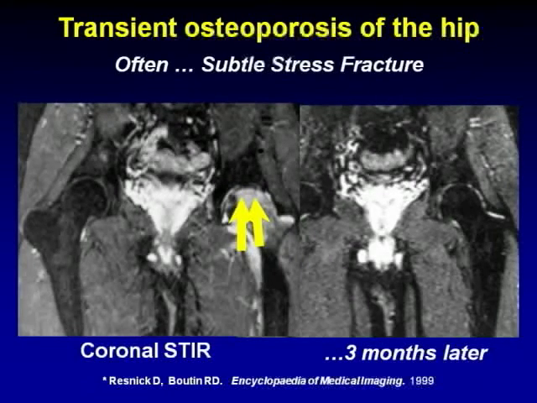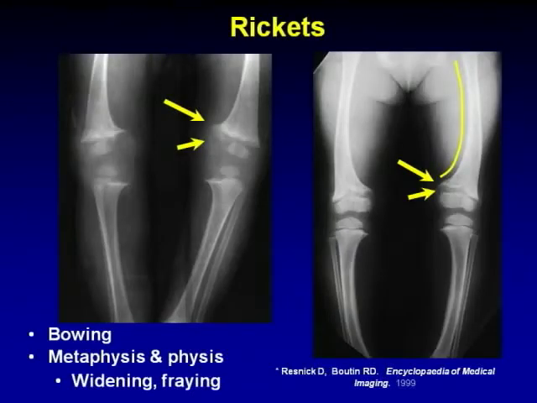So really, transient bone marrow edema of the hip is only a diagnosis of exclusion, and with better imaging these days, we're seeing more and more underlying stress fractures, for example. This is a case of rickets.